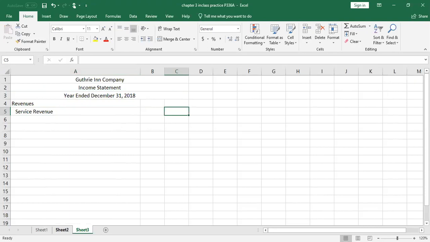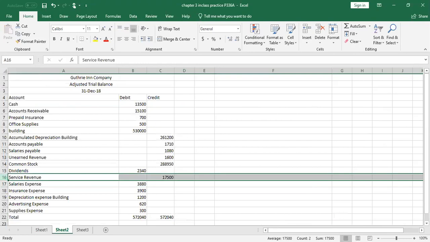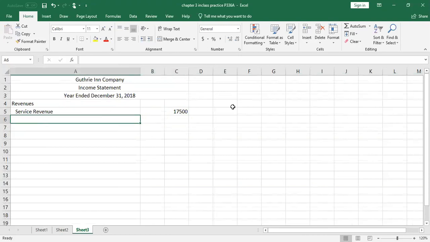I'm going to start with my revenues, just as I always do, specifically service revenue. So I'm going to have to flip back over to my other sheet and find my service revenue. And there it is right there. It's an updated balance of $17,500. Remember, the only other items that go on an income statement are the expenses.